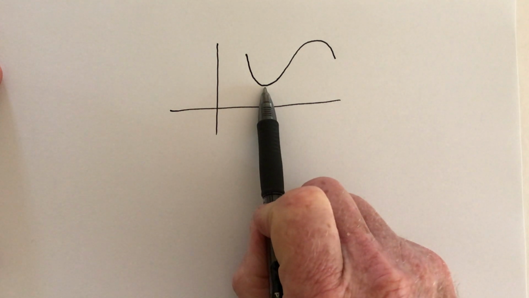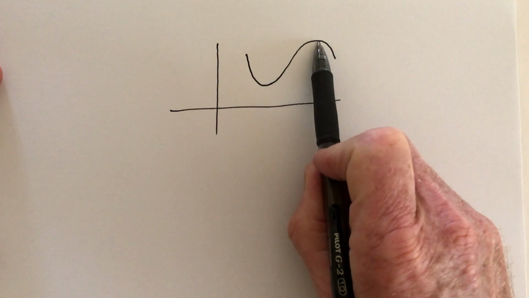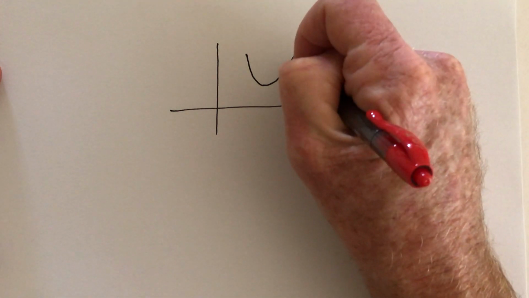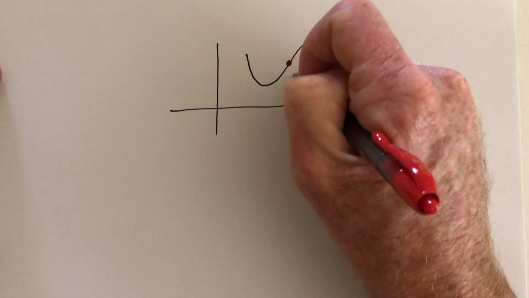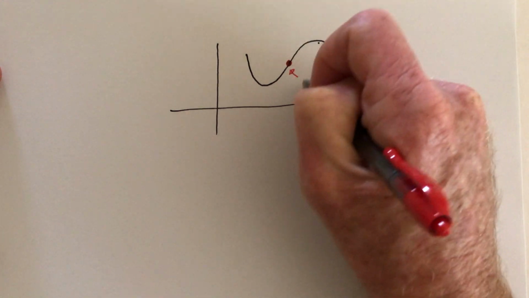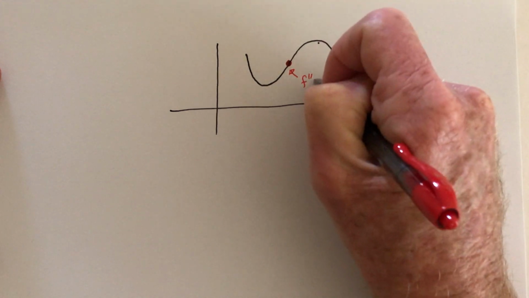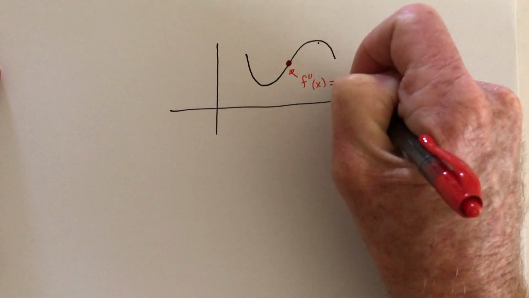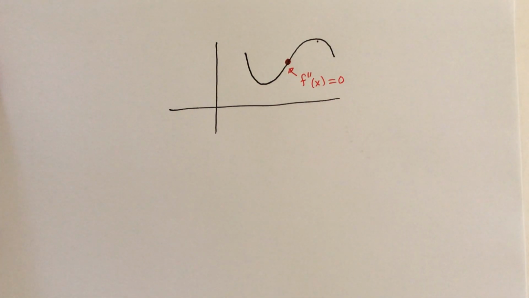And then I was talking about the first derivative. So right here, the first derivative would equal 0. Right here, the first derivative would equal 0. But if you take the second derivative and set it equal to 0, that's going to be this point right here. So the second derivative, or the derivative of the derivative, equals 0.